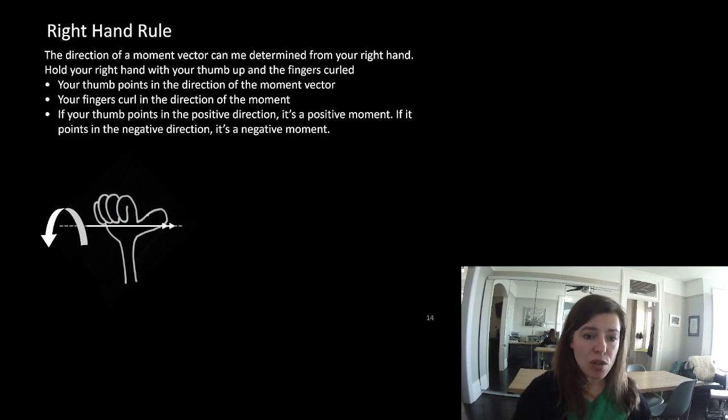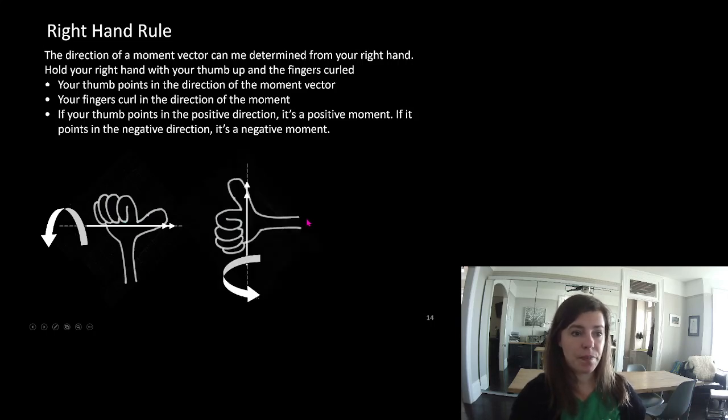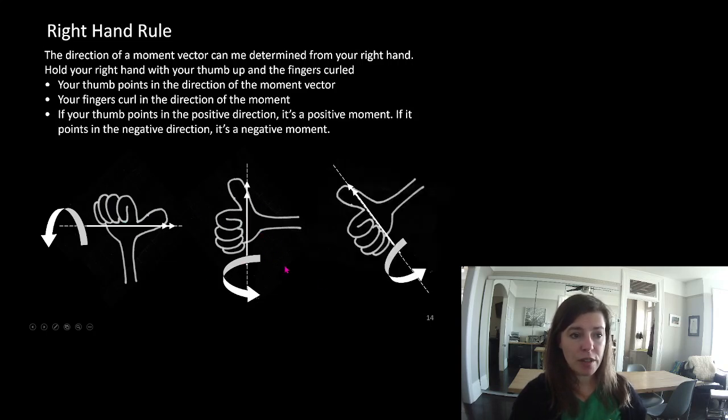So we're going to do a bunch of these because it's going to be really handy when we're trying to solve our equations. Okay, thumb upward, we're spinning in that direction. Our fingers are curling in that direction.